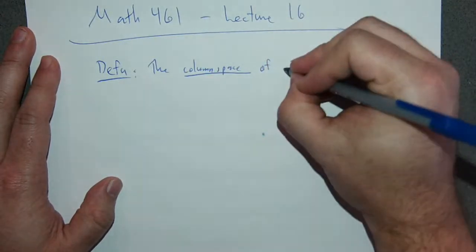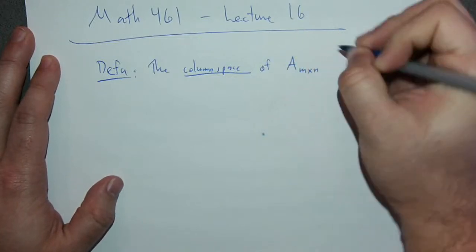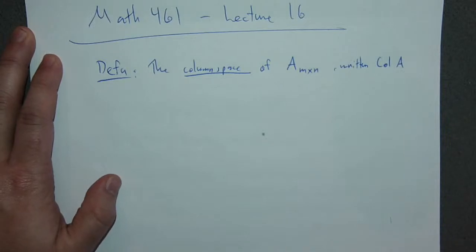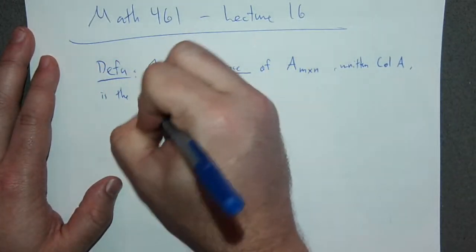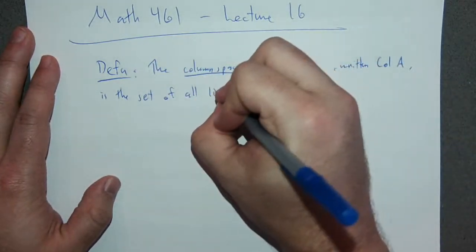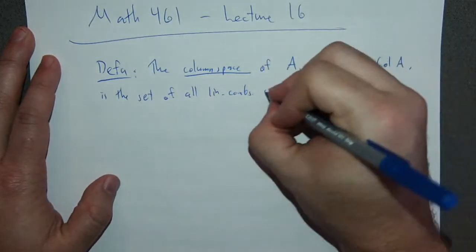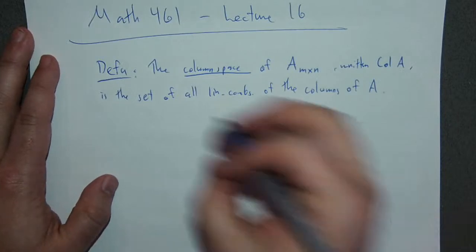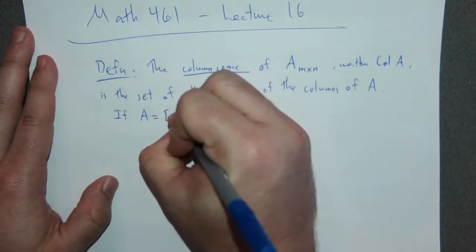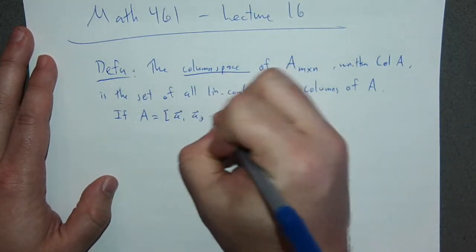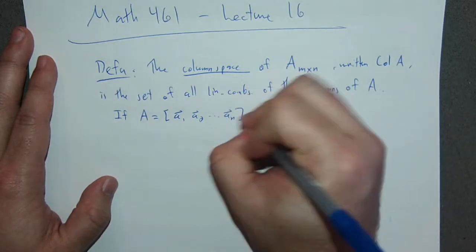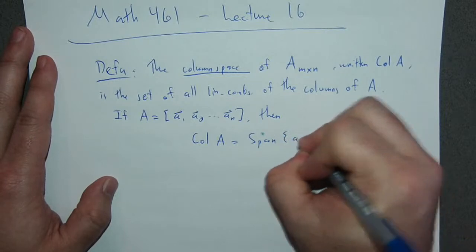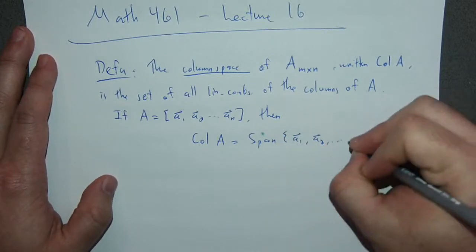So the column space of an m by n matrix A, written as Col A, is the set of all linear combinations of the columns of A. So if A is the matrix that has columns A1 through An, because it has n columns, then the column space of A is just the span of that set of vectors that make up the columns of A.